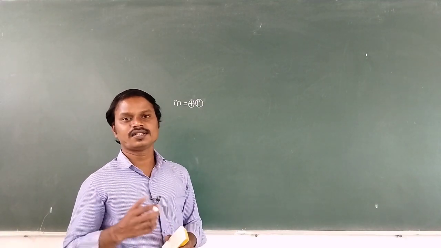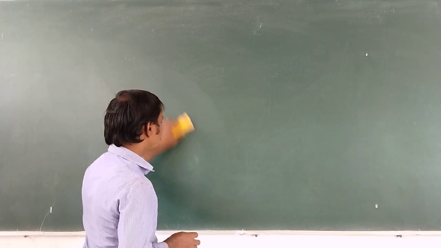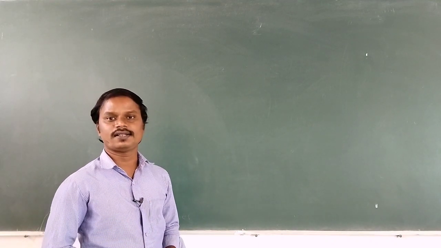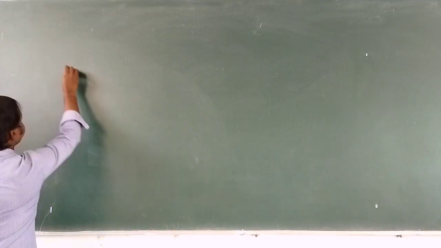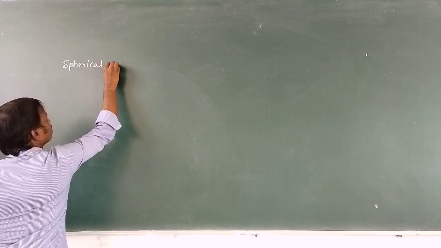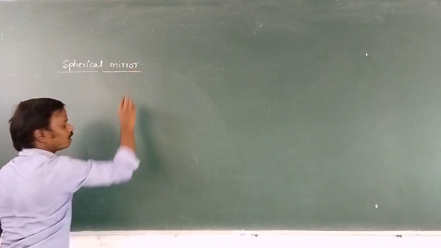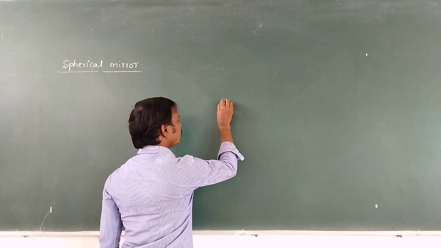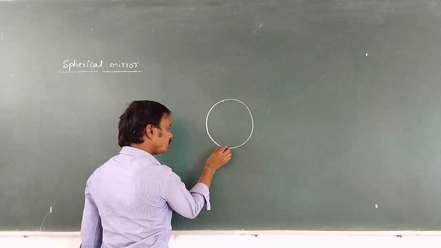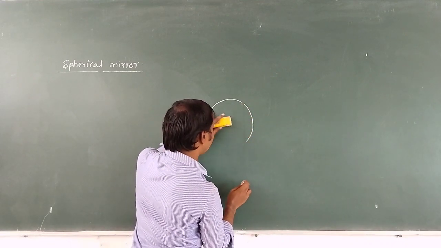In today's class we are going to discuss spherical mirror. So what do you mean by spherical mirror? What is plane mirror? It is a mirror whose reflecting surface is planar or flat. And what is spherical mirror? So let us define spherical mirror. Let us consider there is a sphere. This is a sphere. The part of the sphere is called spherical.